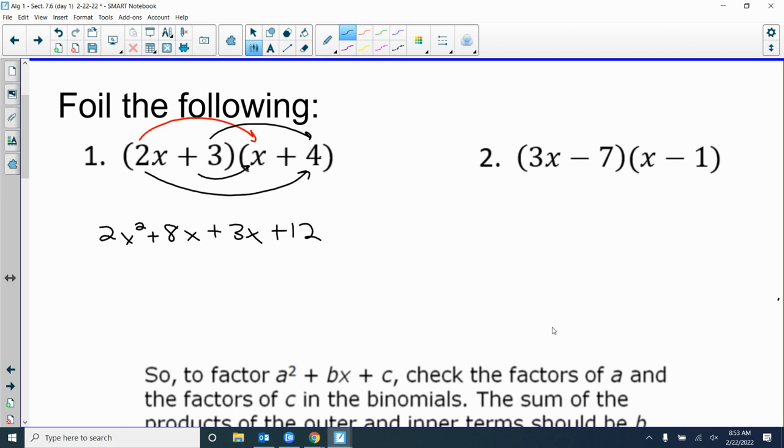All right, Maddie, what's it going to give me? 2x squared plus 11x plus 12. Okay. 2x squared plus 11x plus 12.